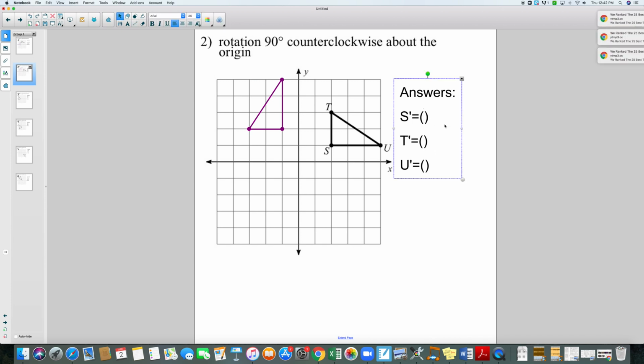All right, so let's get our new coordinates. All right. So for S, we were positive 2, positive 1. Now we're going to be a negative 1, positive 2.